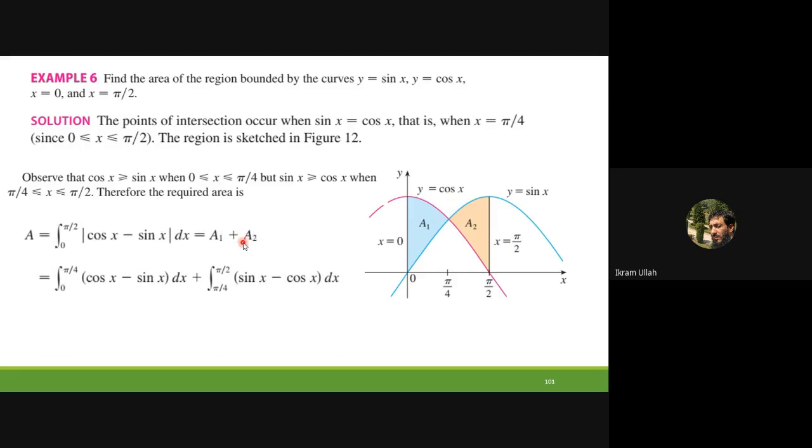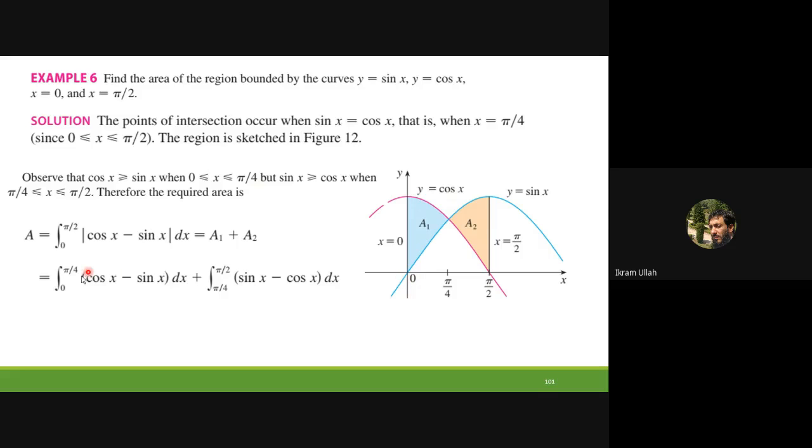Therefore the required area is given by the limit of integration from 0 to pi by 2. The total area is this integral from 0 to pi by 2, and then we split this region into two regions.